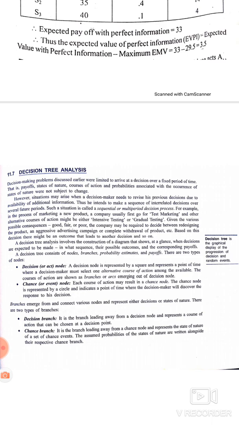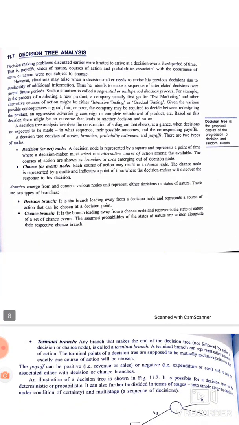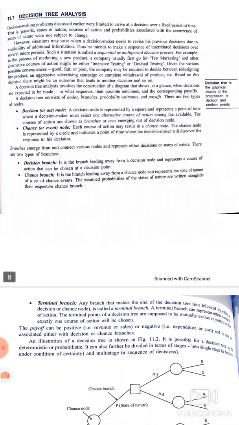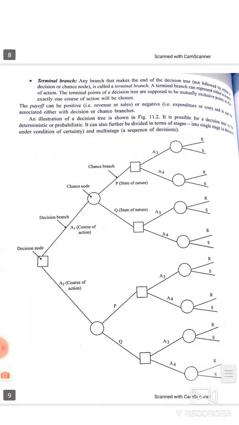Now the branches emerge from and connect various nodes and represent either decisions or states of nature. There is the decision branch. It is a branch leading away from a decision node and represents a course of action that can be chosen at a decision point. Then there is a chance branch. It is a branch leading away from a chance node and represents the state of nature or set of chance events. The assumed probability of the states of nature is also written alongside. Then we have a terminal branch. Any branch that marks the end of a decision tree is called a terminal branch.